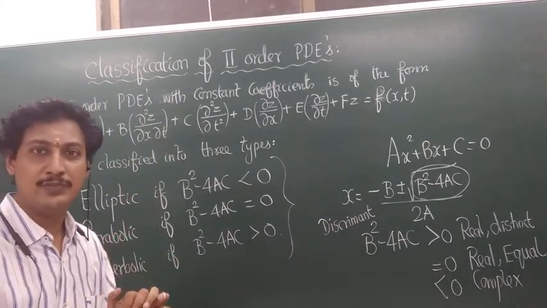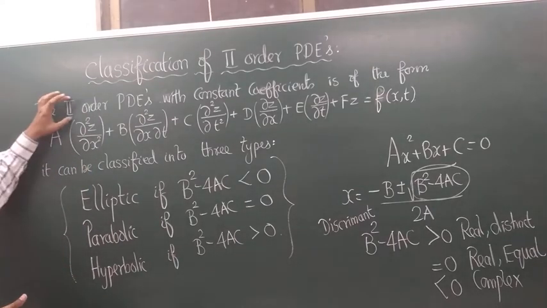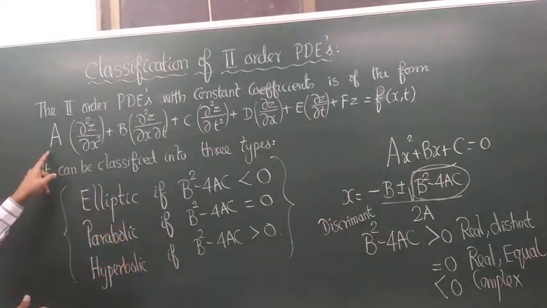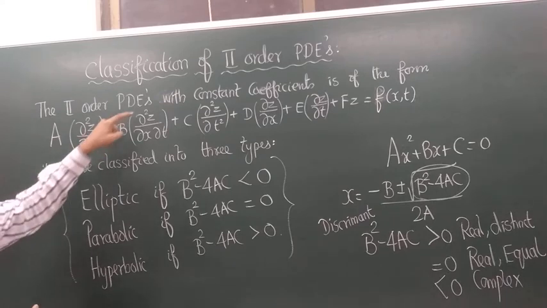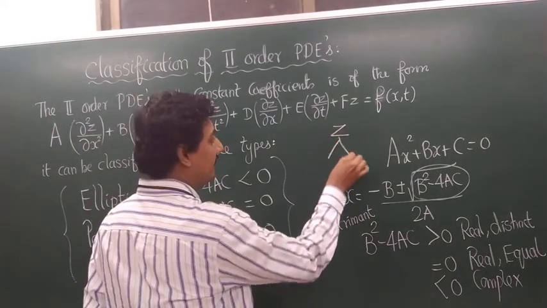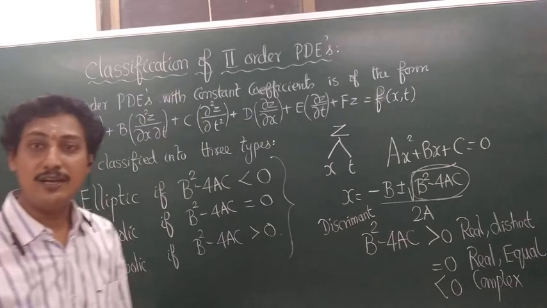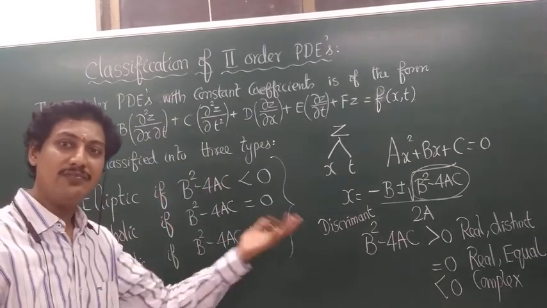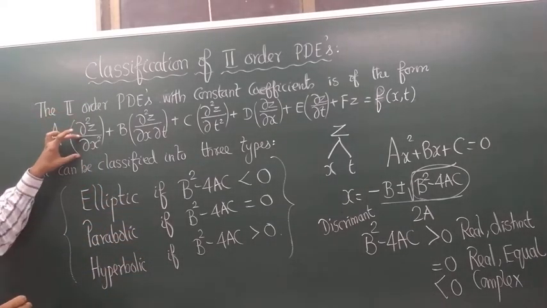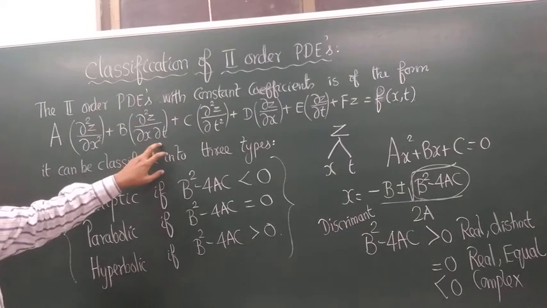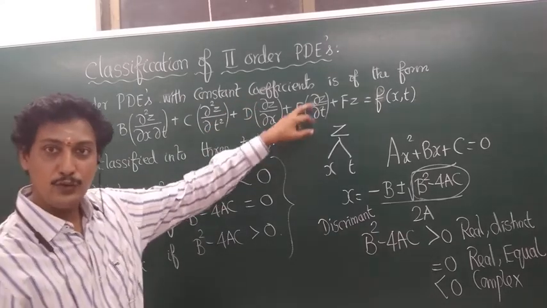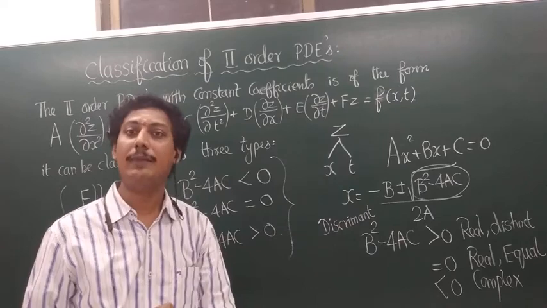The same idea exactly. Now let us consider the second order partial differential equation with constant coefficients, of the form a into del squared z by del x squared plus b into del squared z by del x del t plus c into del squared z by del t squared plus d into del z by del x plus e into del z by del y plus f is equal to a function of x comma t. Here I am considering z to be a function of x and t. If z is a function of x and y, it will change accordingly.